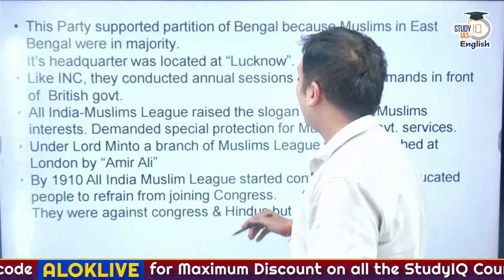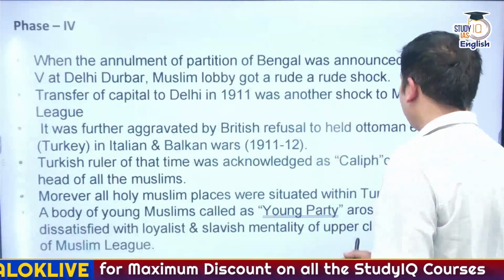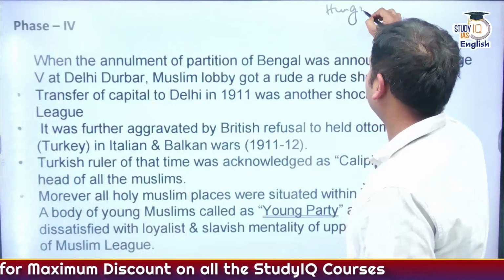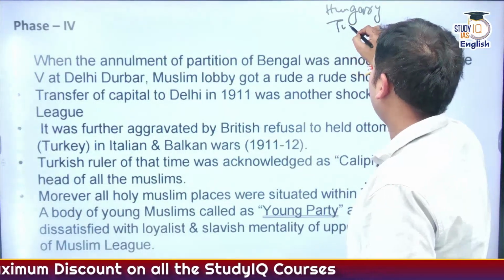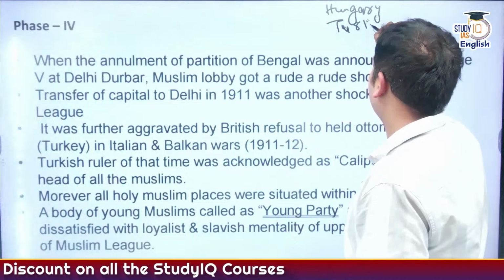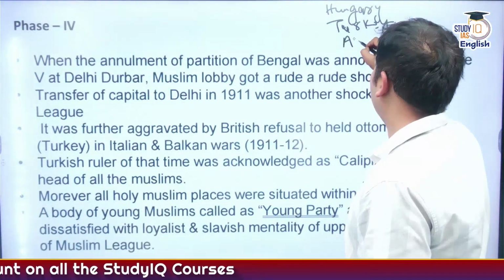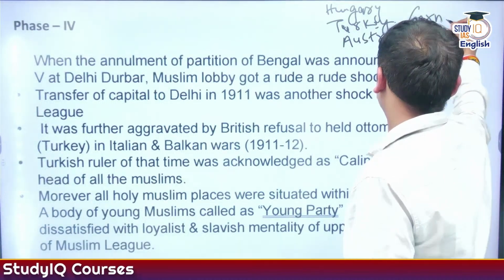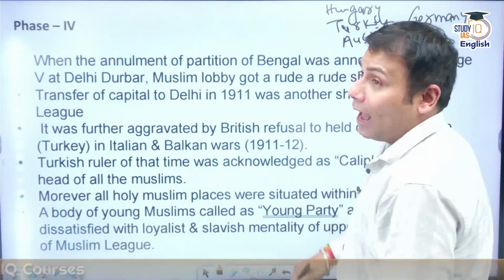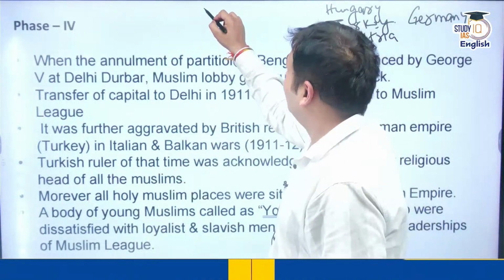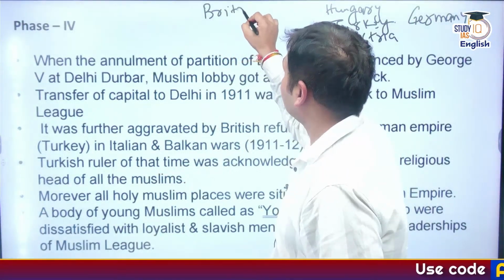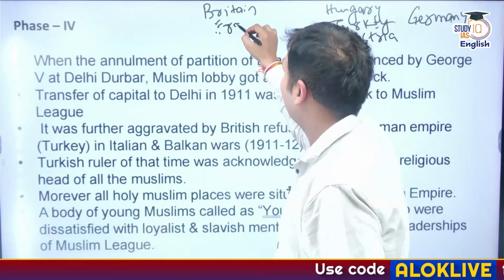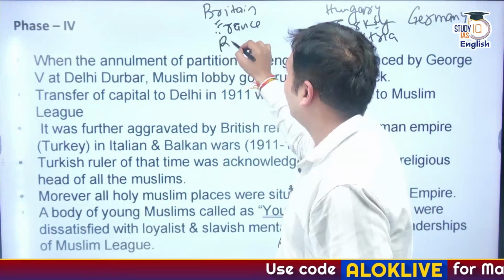Although World War I was fought in 1914, the actual scenario had already been set up. How? On one side there was Hungary, Turkey, Austria, Germany, and on the other side were Britain, France, and Russia.